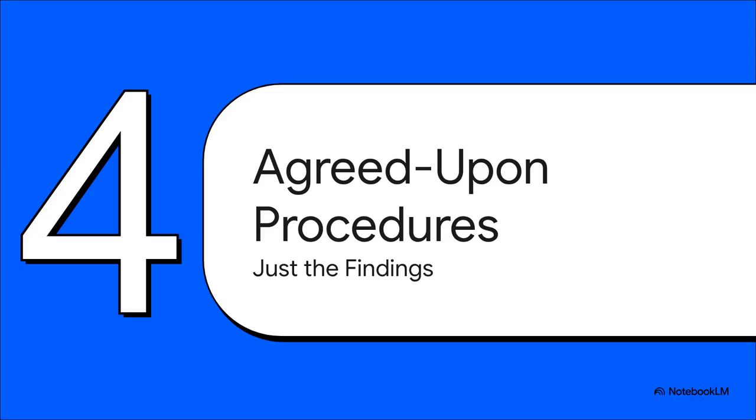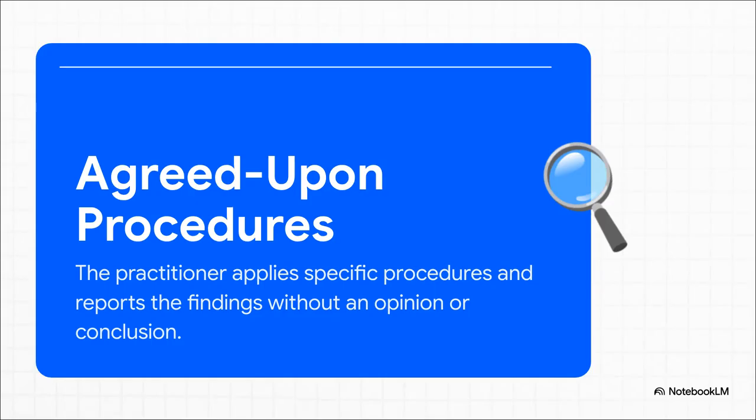And finally, we have agreed upon procedures, or AUPs. Now, this engagement is really in a class of its own. Why? Because it provides absolutely no assurance whatsoever. It's a completely different kind of service. Think of it this way. The client and the CPA sit down and create a very specific to-do list. The CPA's only job is to perform those exact procedures and report back on what they found. That's it. No opinion, no conclusion, just the facts.